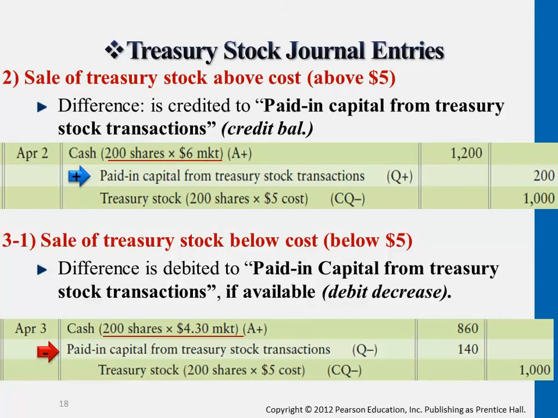Okay, so this account by nature is a premium account. Usually it increases equity. But if we do sell back some of the shares back to the market at a price lower than our original purchase cost, that difference, $140, will reduce this paid-in capital from treasury stock transaction.